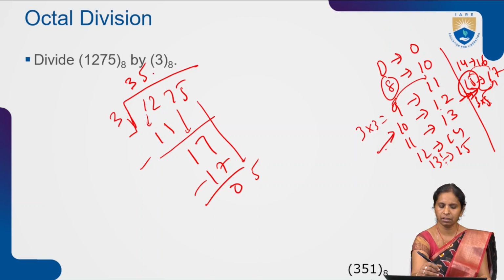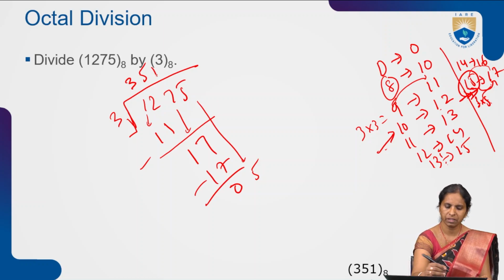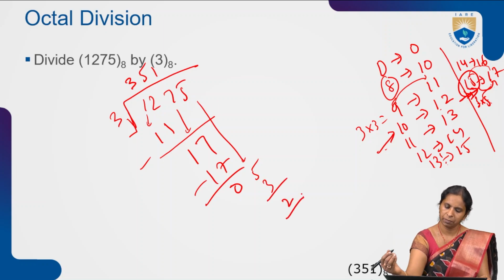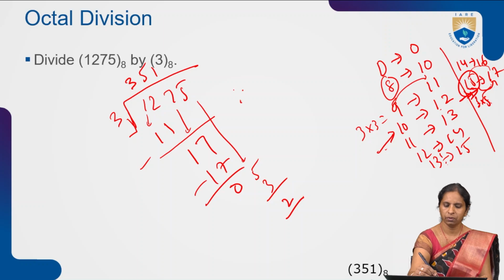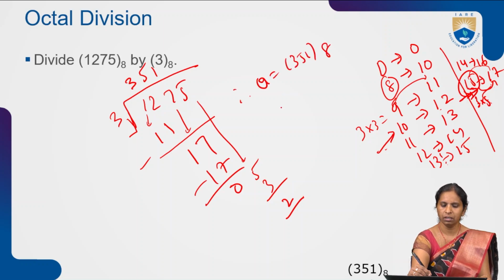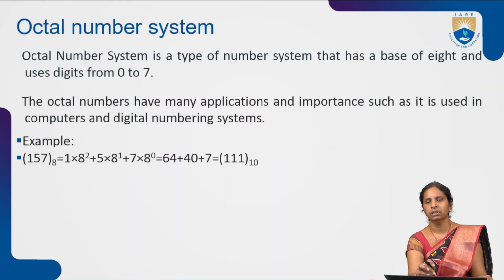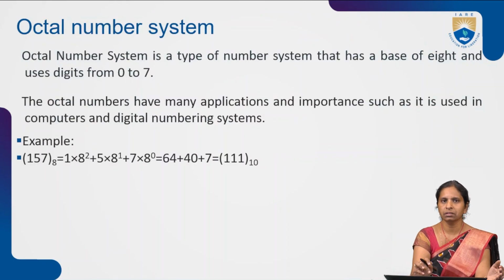This is less than 8. Normally you can perform. So 3 1s are 3. And here the remainder is 2. Therefore, what is the quotient you are going to get? 351 in the octal, and the remainder equals 2. So like that you can perform the operations on the octal numbers. Also you can perform the operations like addition, subtraction, multiplication and division operations.